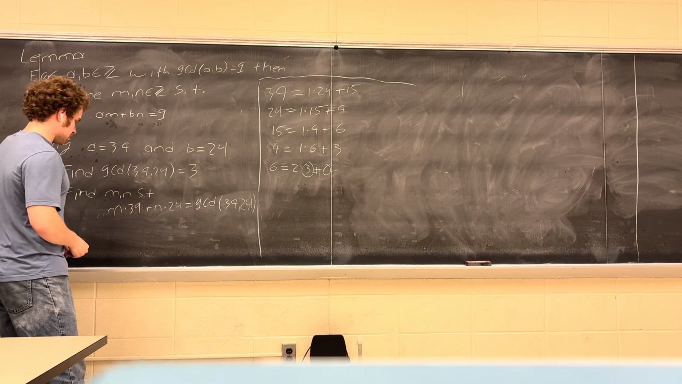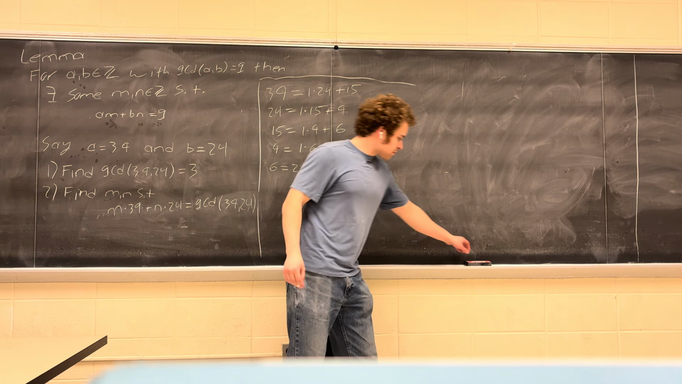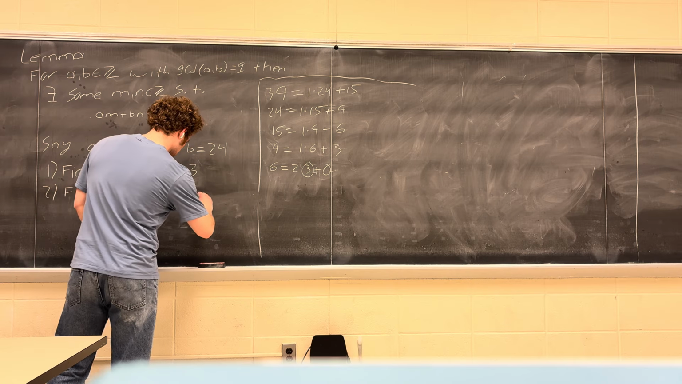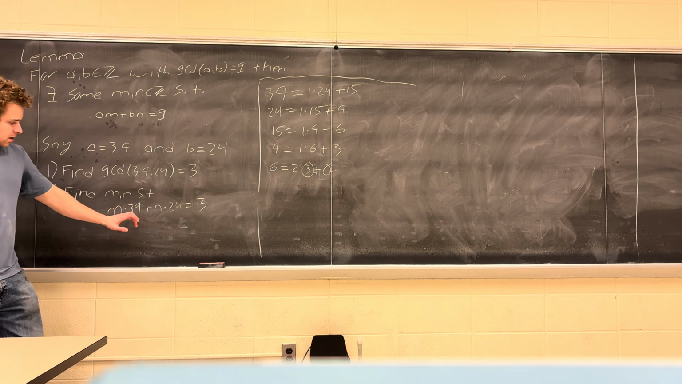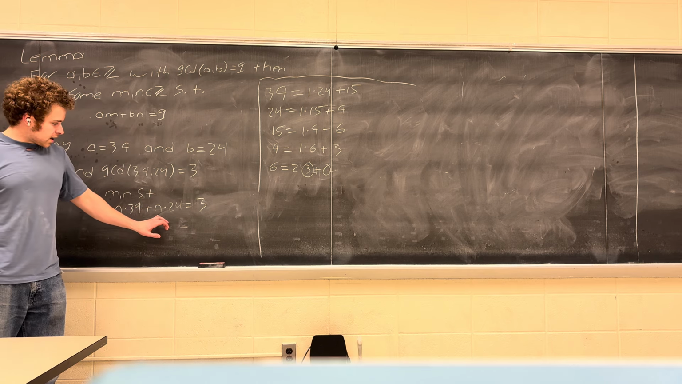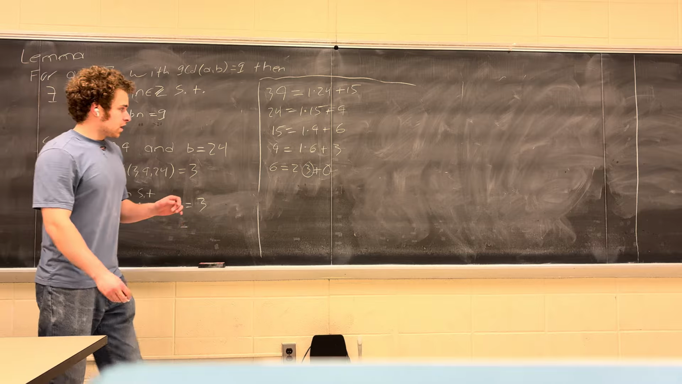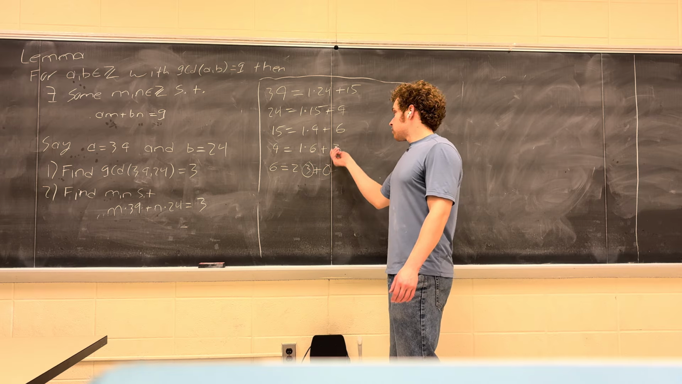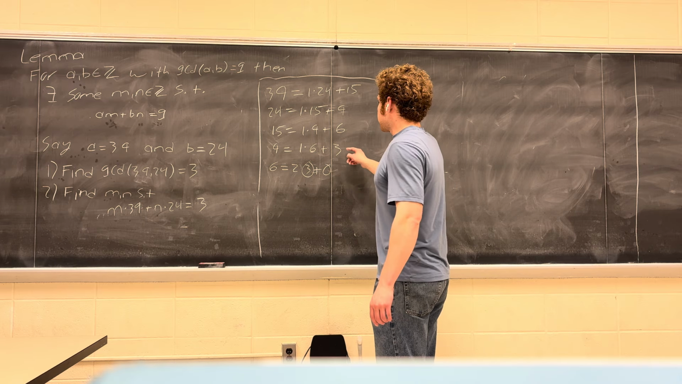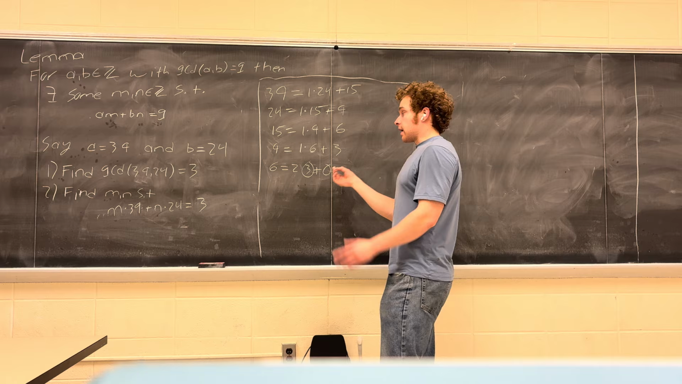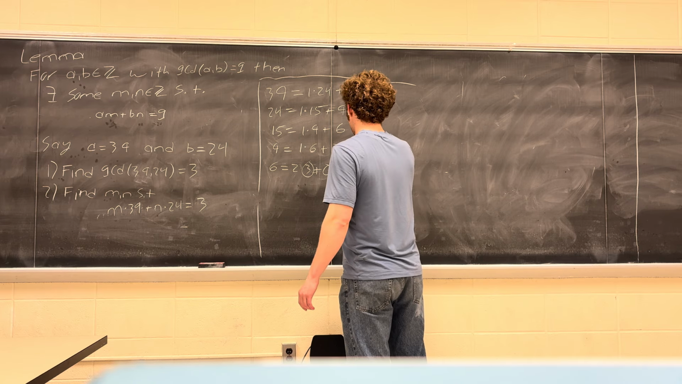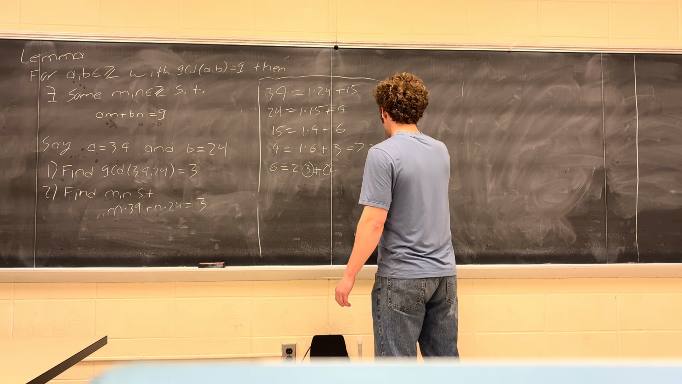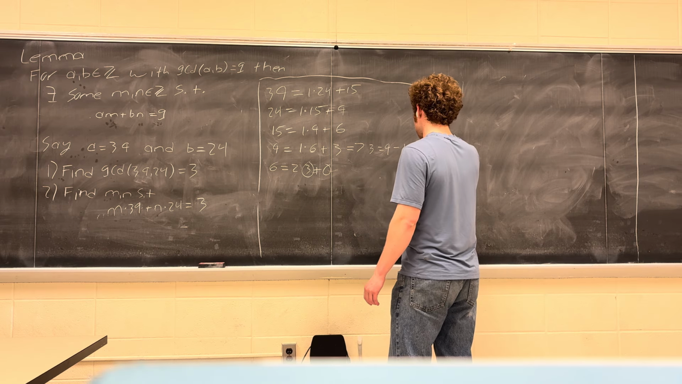So now we can update our goal. We want to find m and n such that m times 39 plus n times 24 equals 3. The first step is to take all of the equations where the remainders are non-zero, and rewrite them so that we just have the remainder on the left. So we're going to turn this into 3 equals 9 minus 1 times 6.